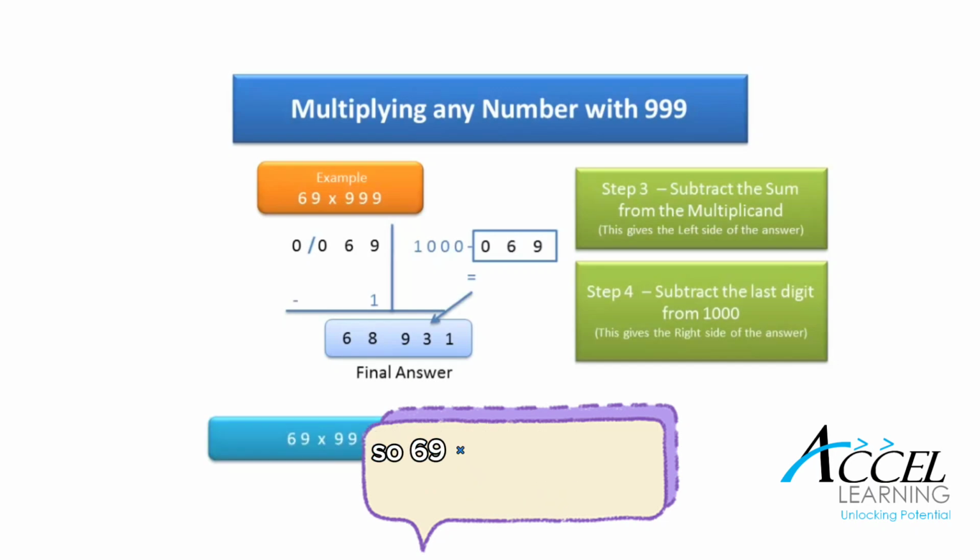So 69 times 999 is 68,931. See how easy that is?